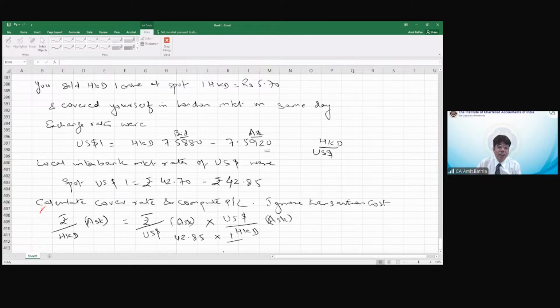Very good. The bid will have to be reversed over here, right? So when you convert a direct quote into an indirect quote, remember, the bid will become the inverse of the ask. So my ask price will be the inverse of the bid, which means it will be 1 upon 7.5880. This will give me the rupee upon HKD new ask rate.